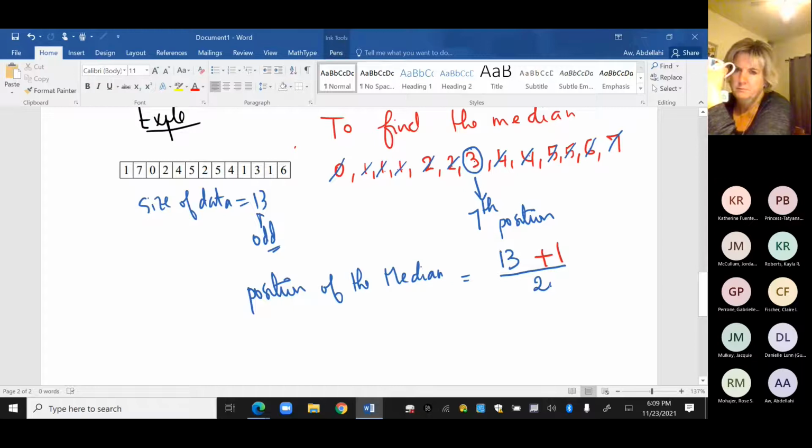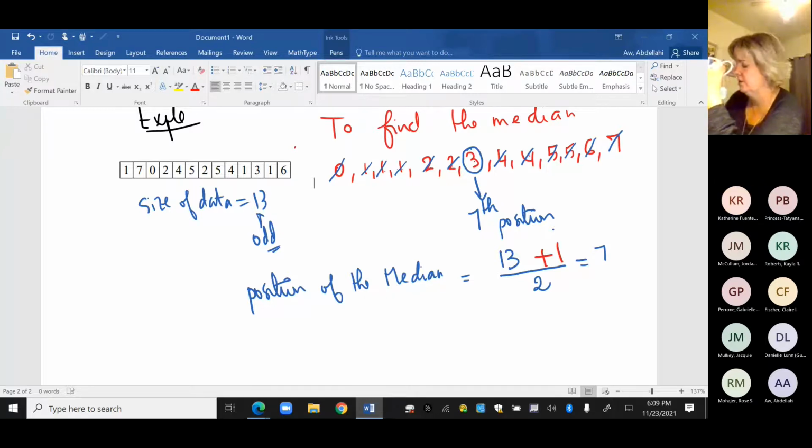The size of the data plus 1, divided by 2, if it is odd, right? Do the math. How much does this give you? It's going to be 7. 13 plus 1 is 14, divided by 2 is 7. Exactly. So if you want to find the position of the median, you take the size of the data, add 1, and then divide by 2.